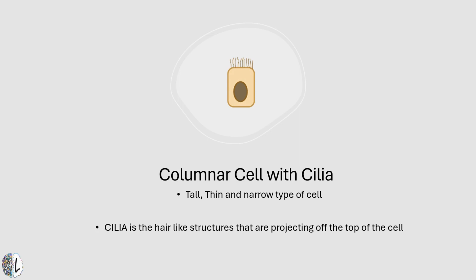Oftentimes you're going to see these little hair-like projections, like you see with this image here. So you see these nice tall column cells, and then you see all of these little hairs sticking off the end. Those little hairs are called cilia. Those cilia are going to have a lot of different functions. They do move, so they wave like a piece of hair as they go past. And we're going to see some different types of cilia on the different epithelial types we're going to take a look at in part 3.